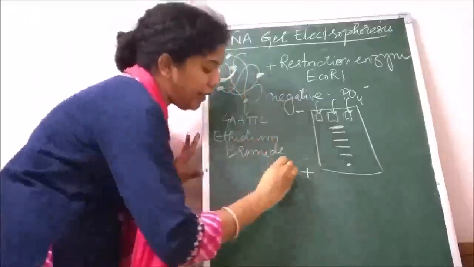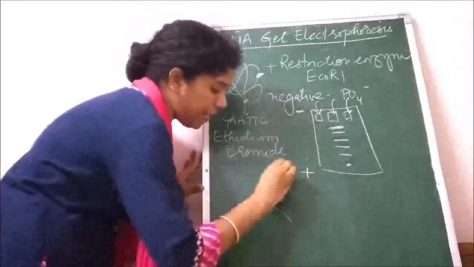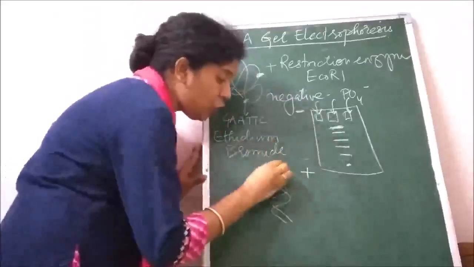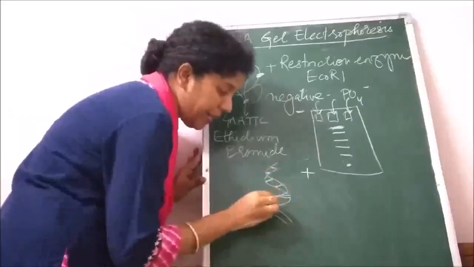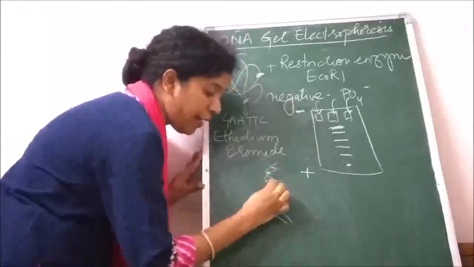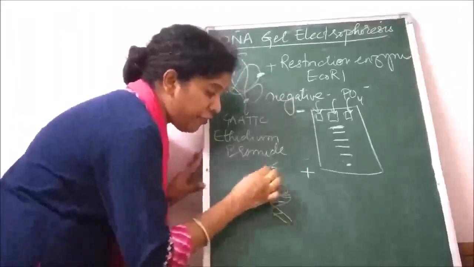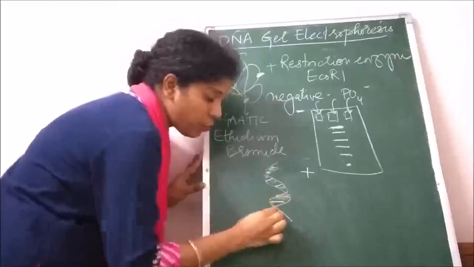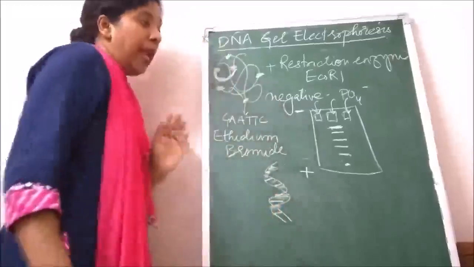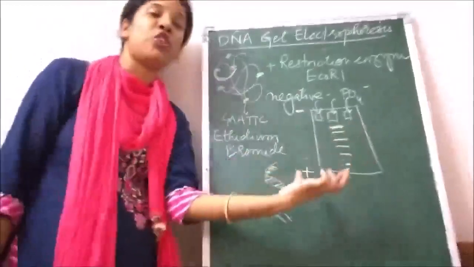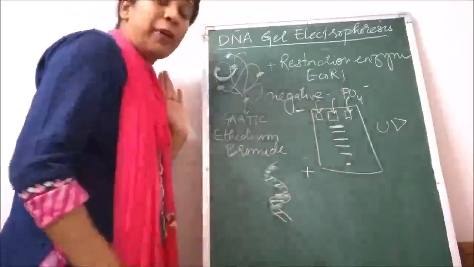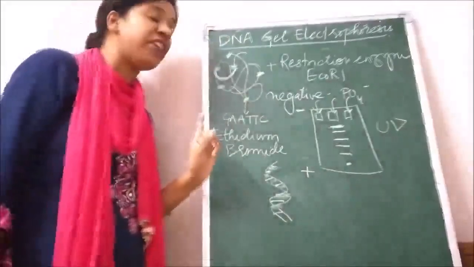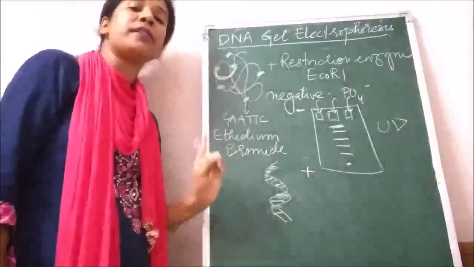What do you mean by intercalation? For example, this is a DNA molecule. These are the hydrogen bonds between A, T and G, C. So ethidium bromide is going to fill itself in between these bases. So it is going to intercalate in between. And when you place this gel under the UV light, it is going to glow orange. But you have to be very cautious while you are working with ethidium bromide because it is carcinogenic.